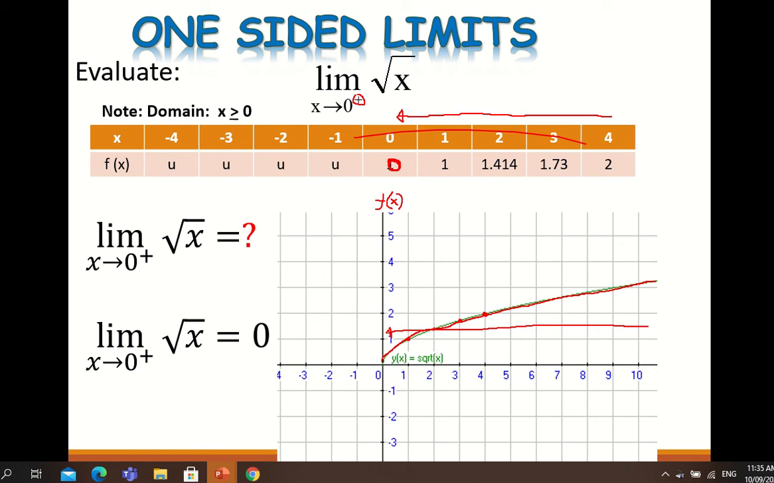Okay, so with this we find that the limit of the function f of x, which is square root of x, as x approaches 0 from the right, is equal to 0. So this is our answer.